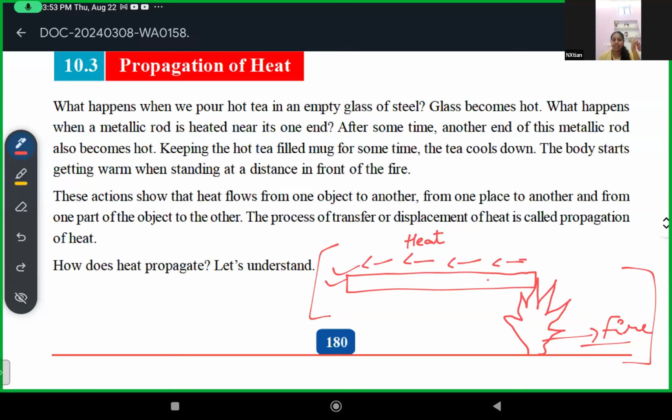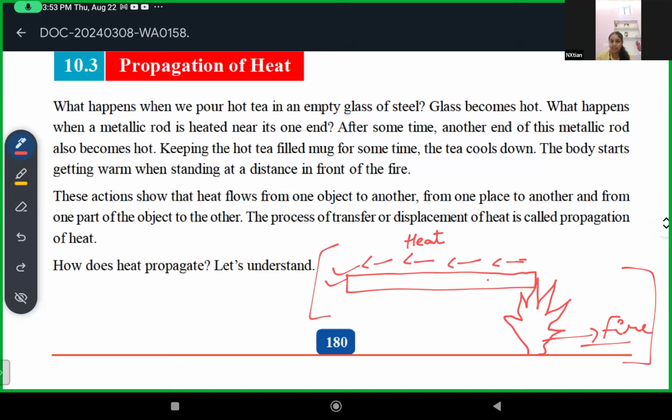Suppose we are standing or sitting in front of a bonfire. Okay, like out of cold we came and we just sat in front of a fireplace. So slowly, our body will start becoming warm. Okay, our legs become warm first. We start feeling the warmth in our legs.